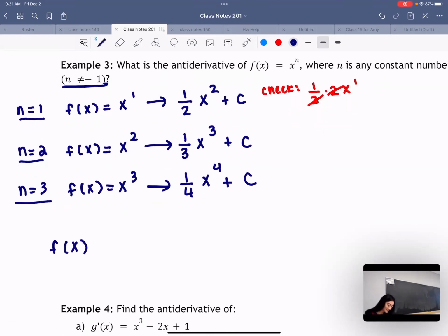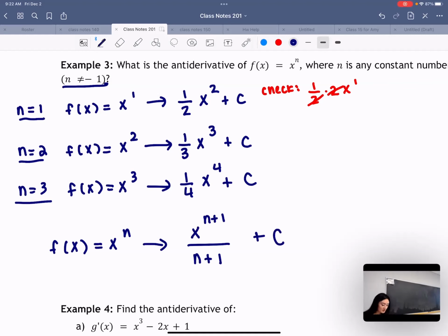Okay. Why don't we do this? If f of x is x to the nth power, what do you think the antiderivative of x to the n is? X to the n plus 1 power divided by n plus 1 plus c. Perfect. So we're adding 1 to the power, we're dividing by the power plus 1, and we also have to add the c to it.